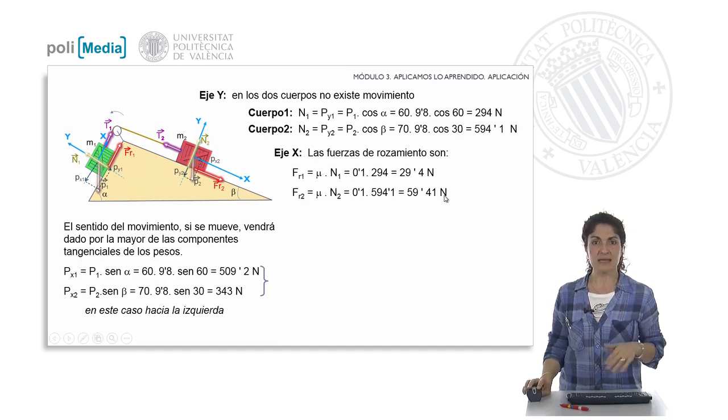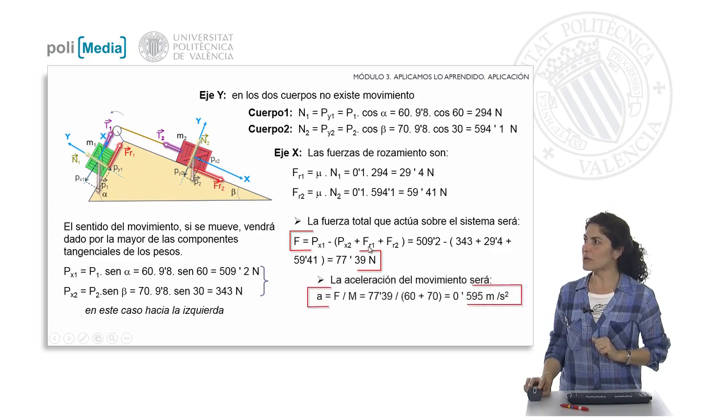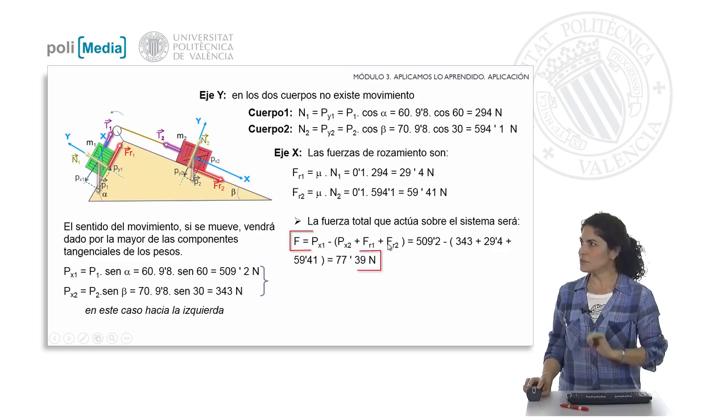This allows us to establish once again the second principle of dynamics. The sum of external forces on the x-axis, which is where the motion will occur, equals the mass times the acceleration. We only have a positive component for the x-axis, the x component of the weight sub 1, and all the others, the x component of the weight 2, the friction force 1 and the friction force 2, would be negative, and it gives me a value for the force of 77.39 newtons.